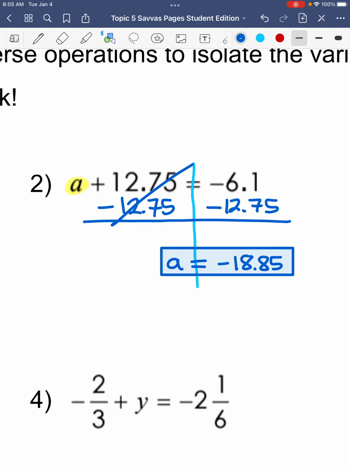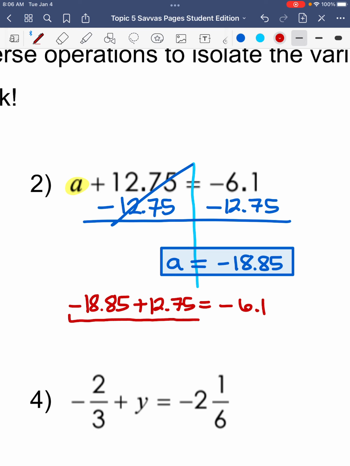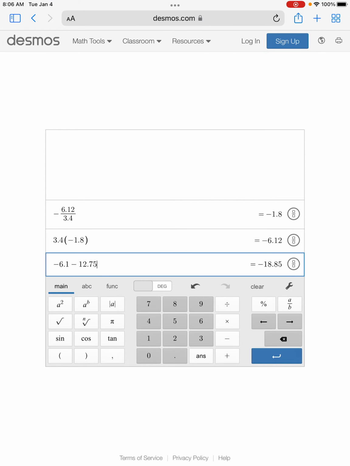So what do we want to do once we have our solution? We want to check it. We want to plug it back in and make sure it is the correct answer. So where I see a, I'm going to plug in negative 18.85. So negative 18.85 plus 12.75 equals negative 6.1. And I just want to verify that when I add those two numbers right there, I get negative 6.1. So let's go back to our calculator and double check.